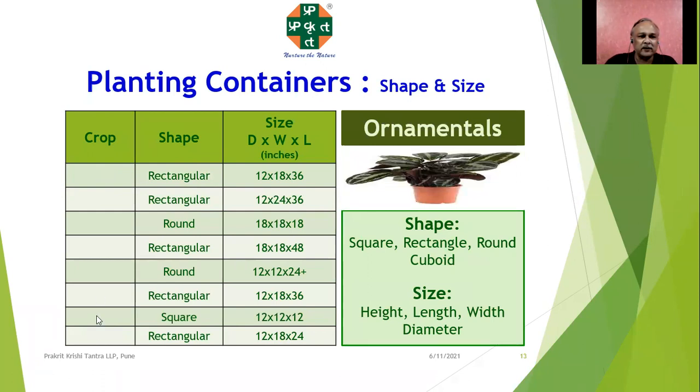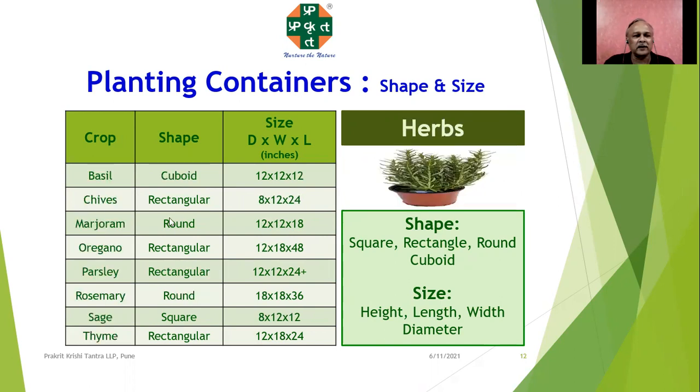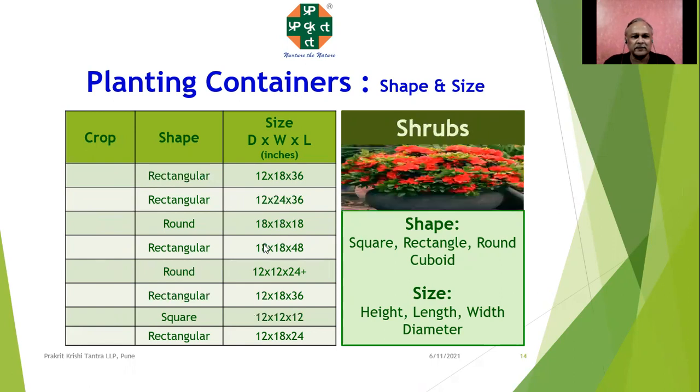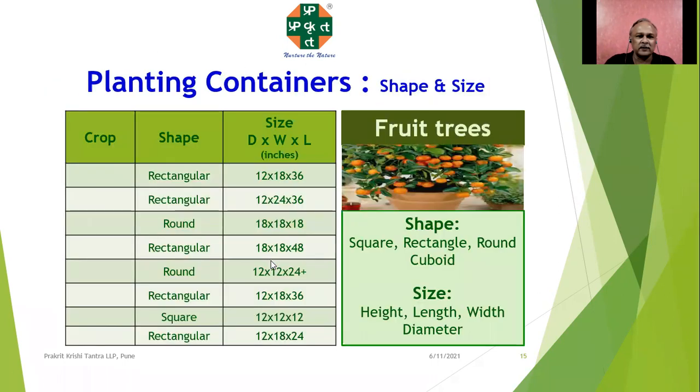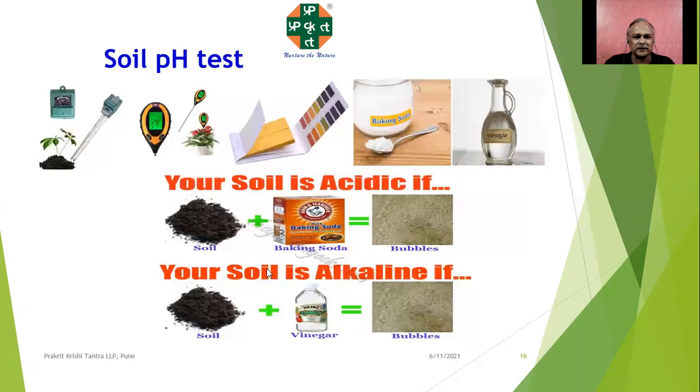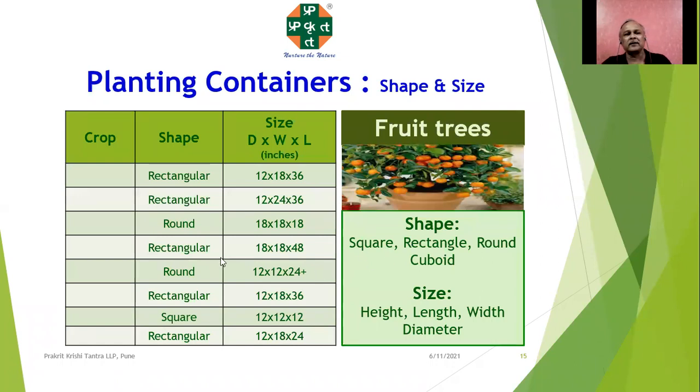Similarly, for ornamentals, I have not given any name, but again, depending on outdoor or indoor, there are different kinds of ornamentals. Similar to herbs, you can decide for other plants, ornamentals or shrubs. Also for the fruit trees, depending on the root system, as I said, you can decide about the container. I have not mentioned anything specific here because indoor will be smaller, outdoor will be larger. I'll talk about the specifics in the specific section in detail.